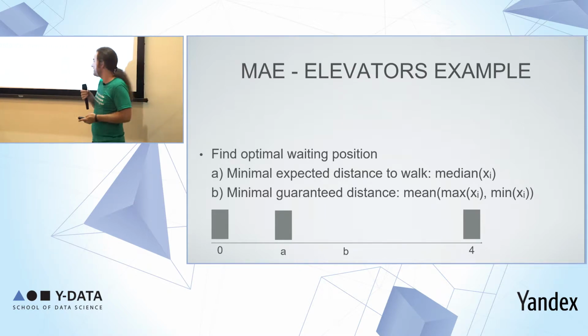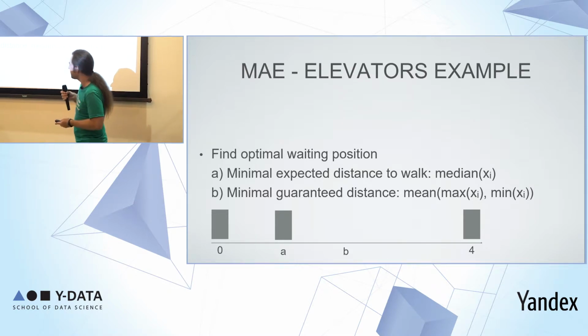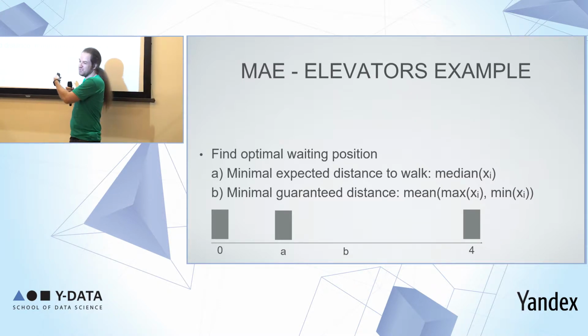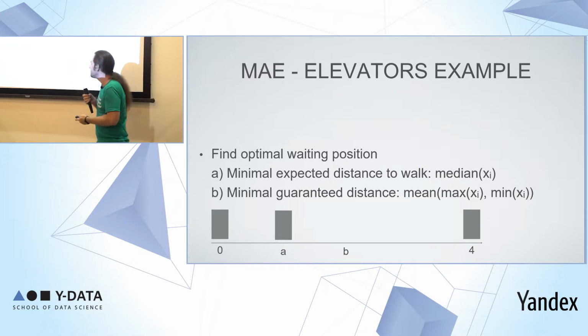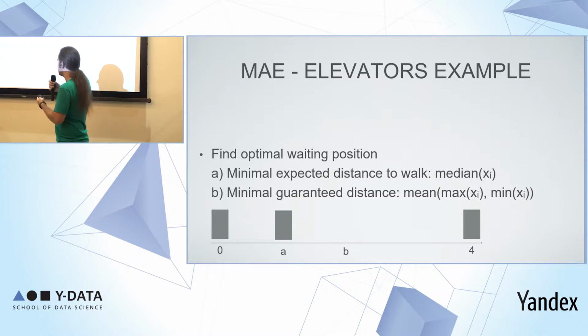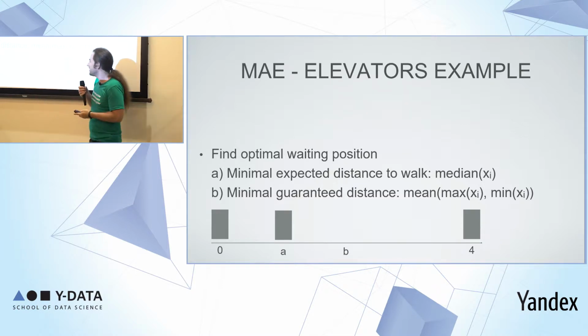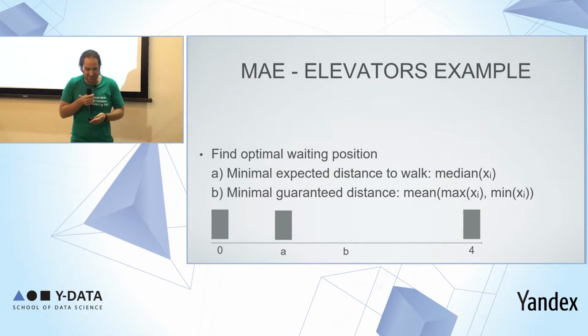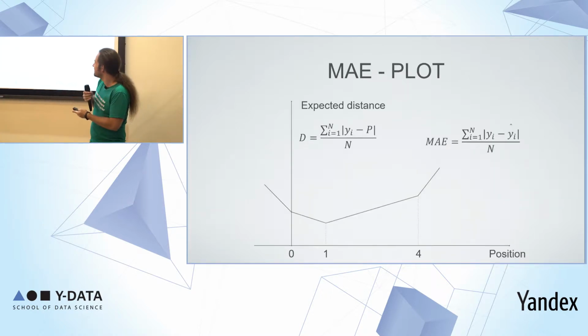So the answer is this. For the first case, it is the median of the positions of all elevators. And for the last, it's just the average between the minimum and maximum positions of the elevators. I think the first is not that intuitive, and it's connected with the mean absolute error metric. So now I show you this graph.